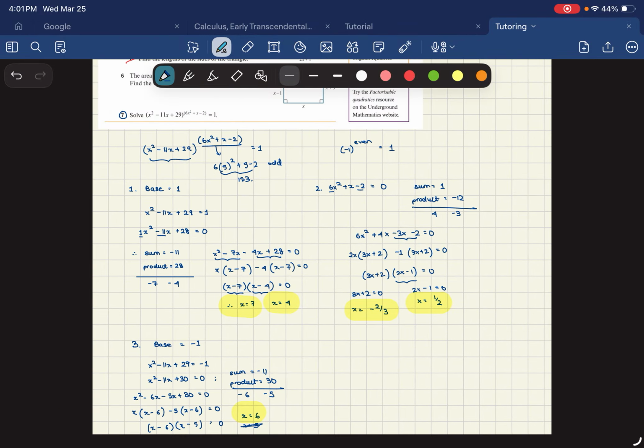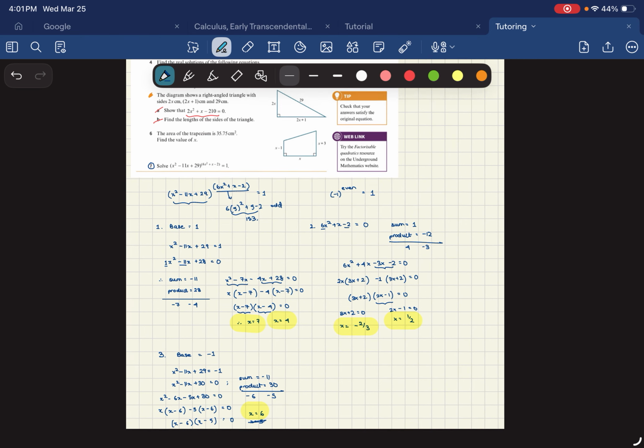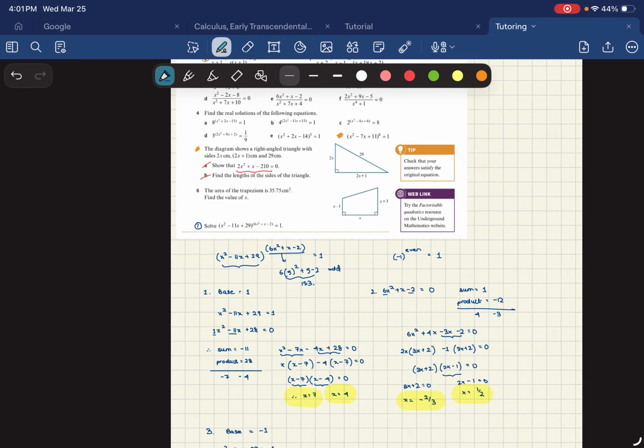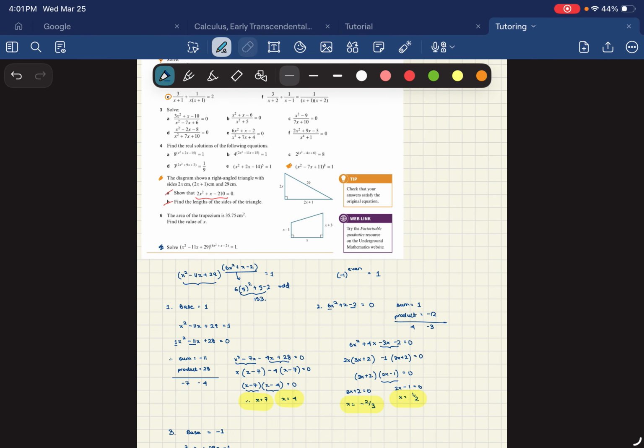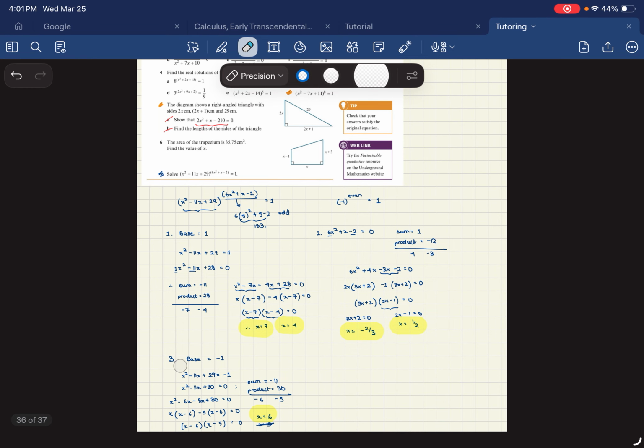So overall, you have 5 solutions. X is 7, x is 4, x is -2/3, x is 1/2, and x is 6. So those are your 5 solutions to question 7. All right, let's go to question 6.